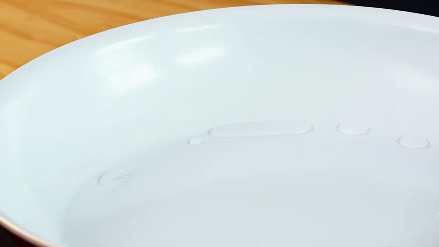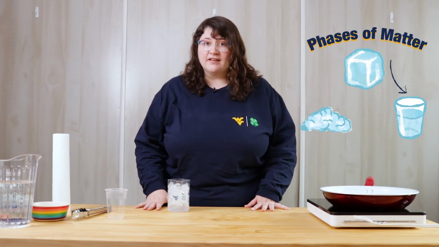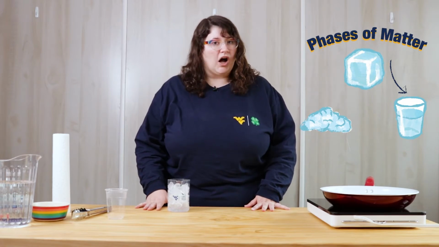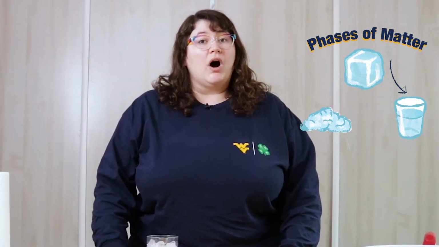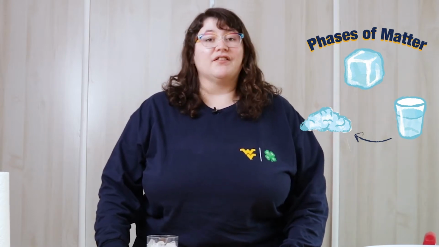Now we have all liquid and you can see that there are some bubbles forming. So this is when a liquid goes to a gas, and this process is called boiling and evaporating. So there we have our three phases of matter going through their phase changes. We had our solid ice melt into liquid water, and then we have our liquid water evaporate into our water vapor or steam, and that is our gas. So those are our three phases of matter.